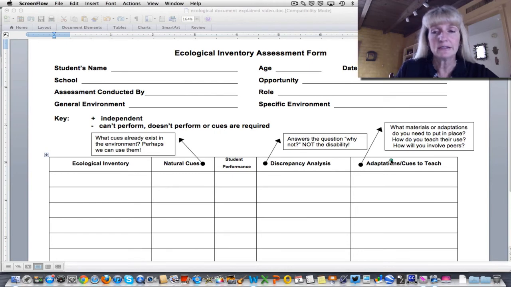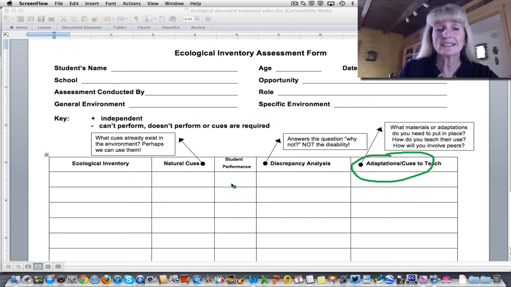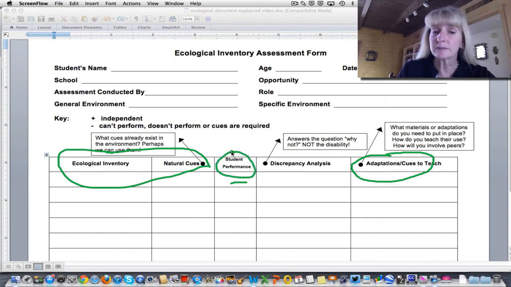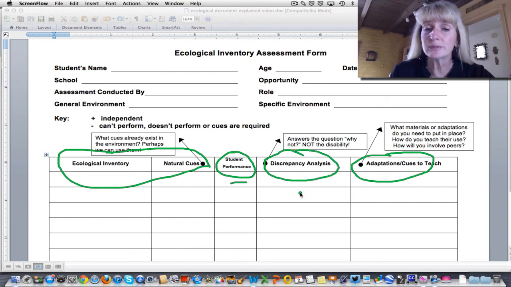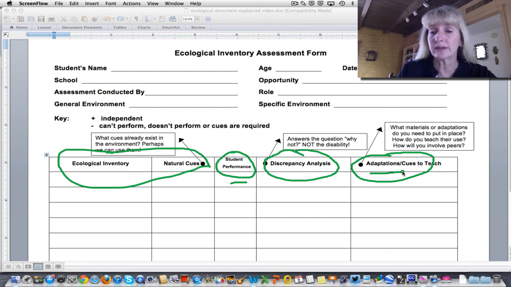And finally, what are the adaptations and cues and instructional strategies we're going to use to teach that one step that that student can't do? So these first 2 sections are simply a task analysis. They have nothing to do with the student with disabilities. This next piece is our actual assessment. The 4th piece is the discrepancy, why they're unable to do it, and unless we answer that question, we don't know what to do about it.